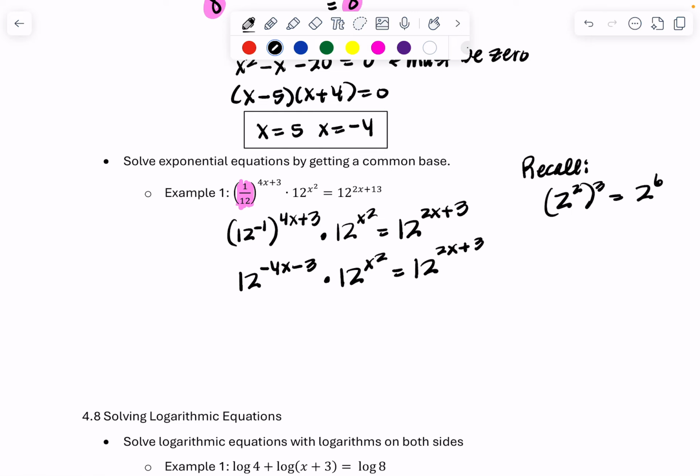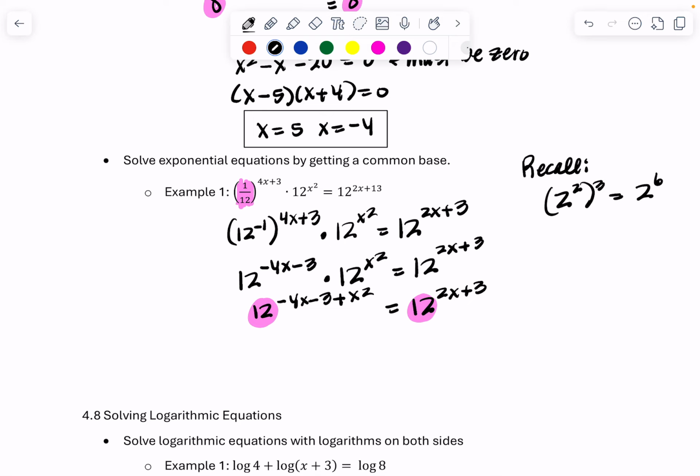Now at this point, we can combine them, make it be 1/12. So it's negative 4x minus 3 plus x squared. This one, it's just the same, we're just bringing it down. All right, so at this point, now we have the single base. You see how we have it the same? We have 1/12 here, 1/12 here. So now I can set those exponents equal to each other and solve.